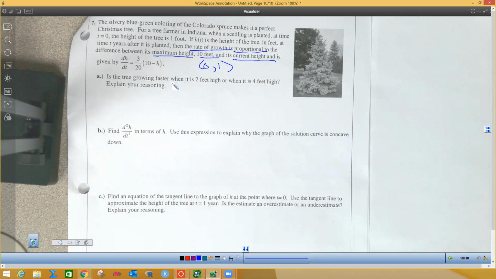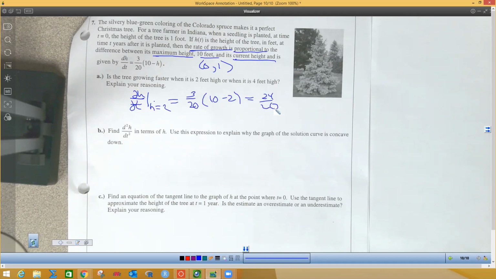Okay. Is the tree growing faster when it's 2 feet high or when it's 4 feet high? Explain your reasoning. How am I going to know? Plug them in. See what it is. So I know that I'm looking for dH dt. I want to know what the rate of growth is when h is 2 feet. So that's going to be 3/20 times 10 minus 2. So that's going to be 24/20.